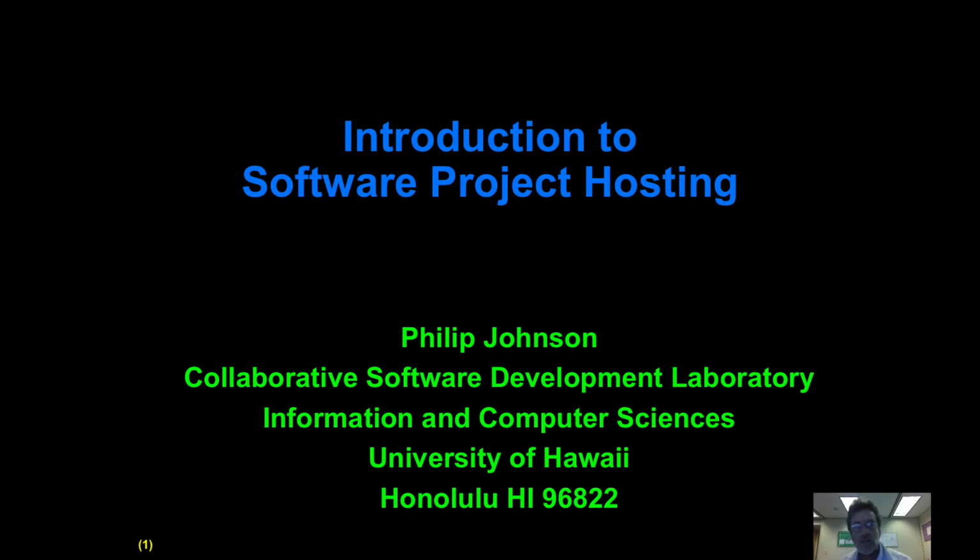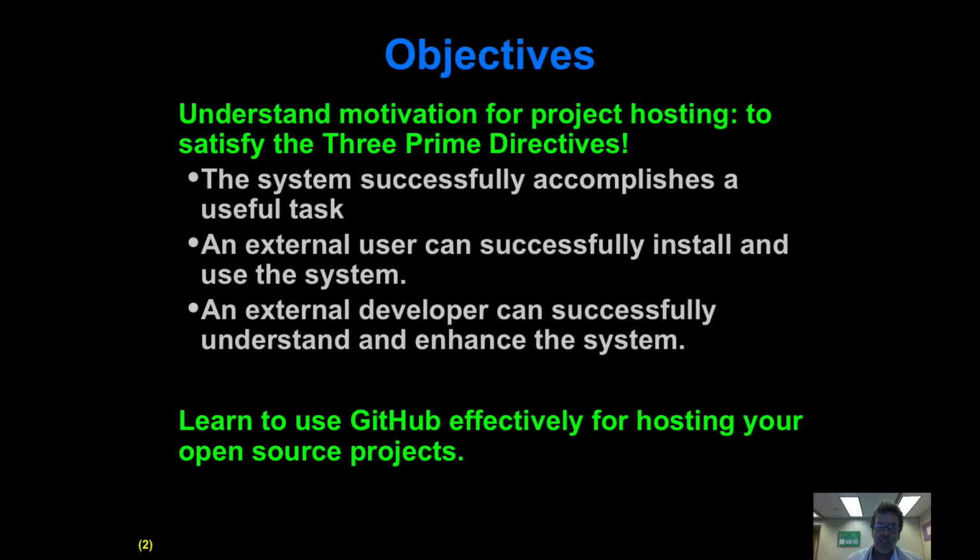Aloha and welcome to this overview of how we're going to use software project hosting in this class to satisfy the three prime directives. Remember, the three prime directives are that a user can use the system to accomplish a useful task, and that a developer can actually download and install the system and change it. And finally, we're going to be using GitHub as our project hosting mechanism for this process.